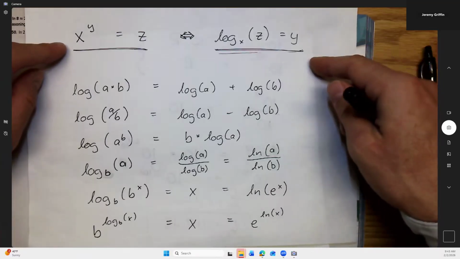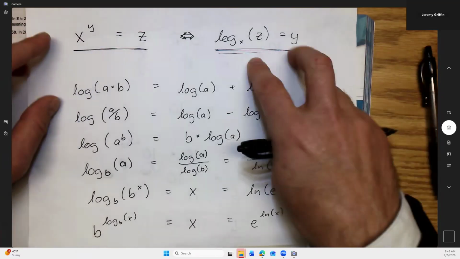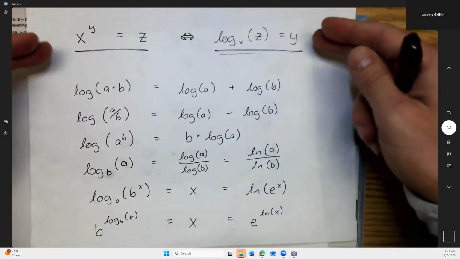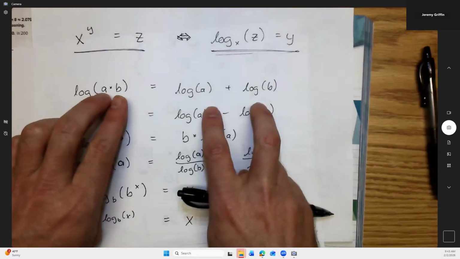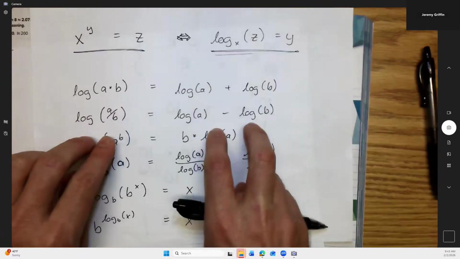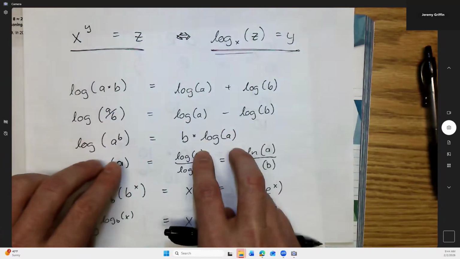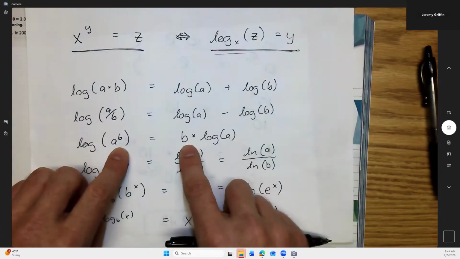But here's what you've been seeing over and over. If you have an exponent form like x to the y equals z, you can rearrange that to make it log base x of z is equal to y. You know these are inverses of each other on a graph. We've got this product property: log of a times b is log a plus log b. Quotient property: log of a over b is log a minus log b. Log of a to the power b, now we've got this power property. You can pull the b down and make it b times log a.